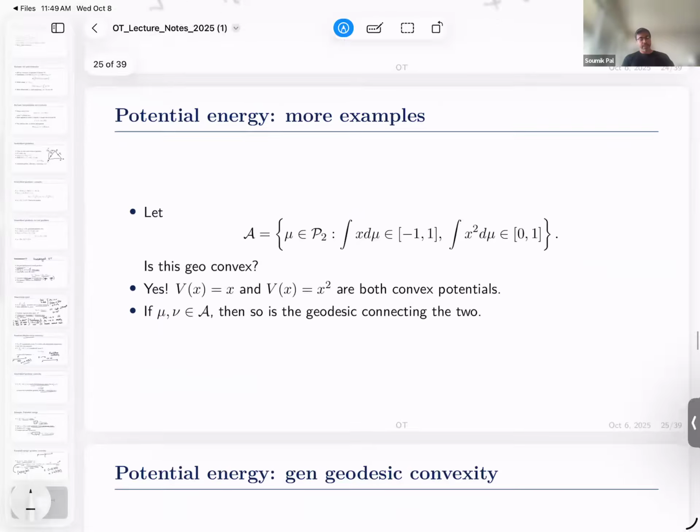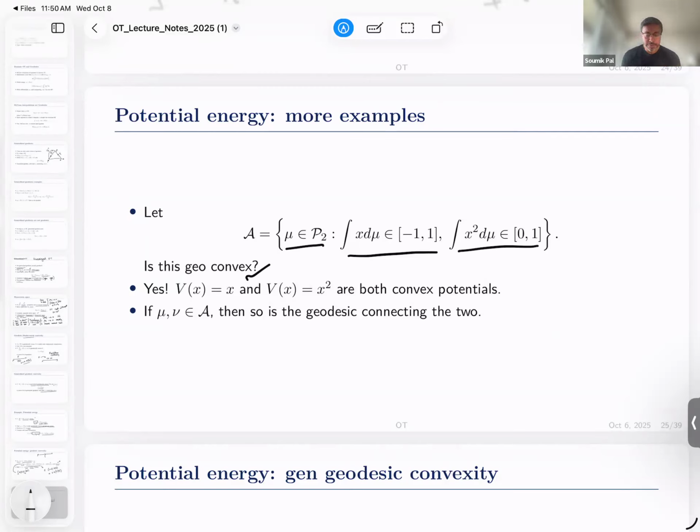Okay, here's a question. Take all probability measures in P2 of R, such that the mean is between -1 and 1, and the second moment is between 0 and 1. Is this set of probability measures convex in the Wasserstein space? Here, convex means geodesically convex, which means that if I take any two points in this set and draw the geodesic between the two, is it contained inside the set? The answer is yes. This is indeed geodesically convex.